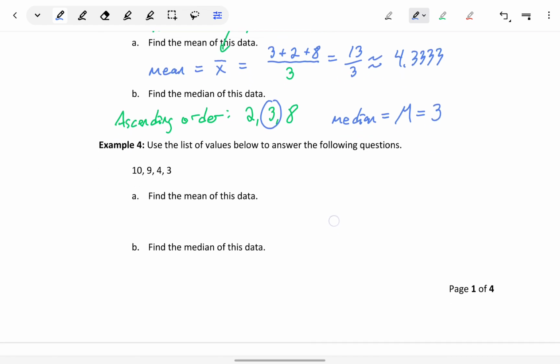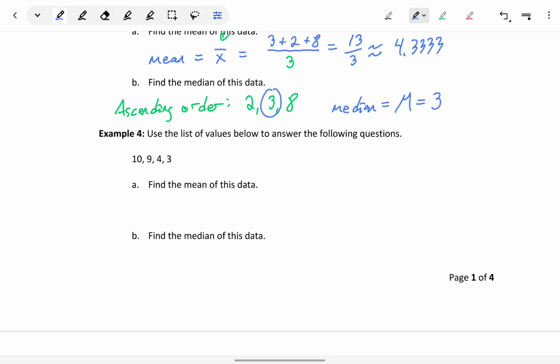In example 4, now we have a data set with 4 data values. We're going to see that calculating the mean remains an identical process, but our process for calculating the median changes a little bit. To find the mean, which is x bar, we still take all of the data values added together and divide by the number of data values that we have, which in this case is 4, to get 26 over 4, or 6.5.